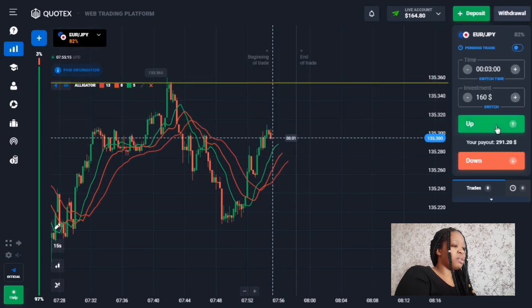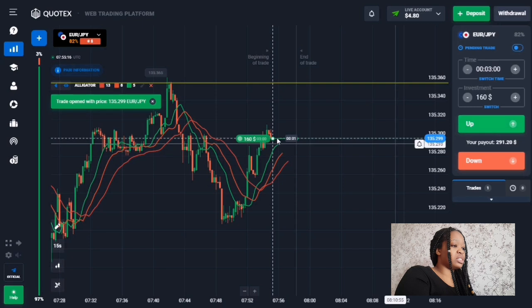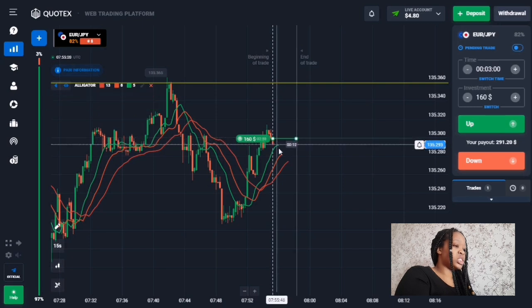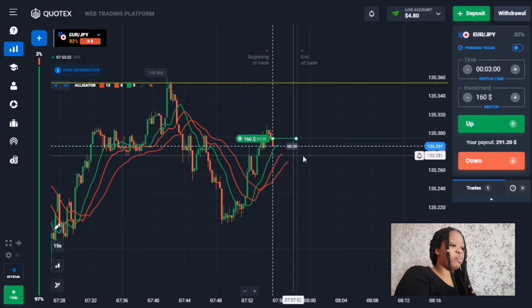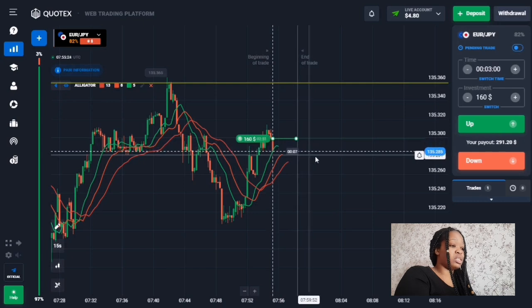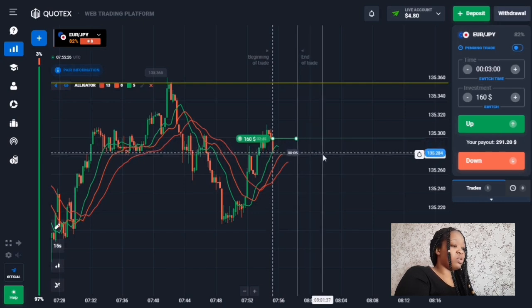So I'll enter the market with an up trade for 3 minutes, and this time is with a margin because there may be a flat or a pullback downwards, and then movement upwards will continue. So let me wait for the results of this trade.